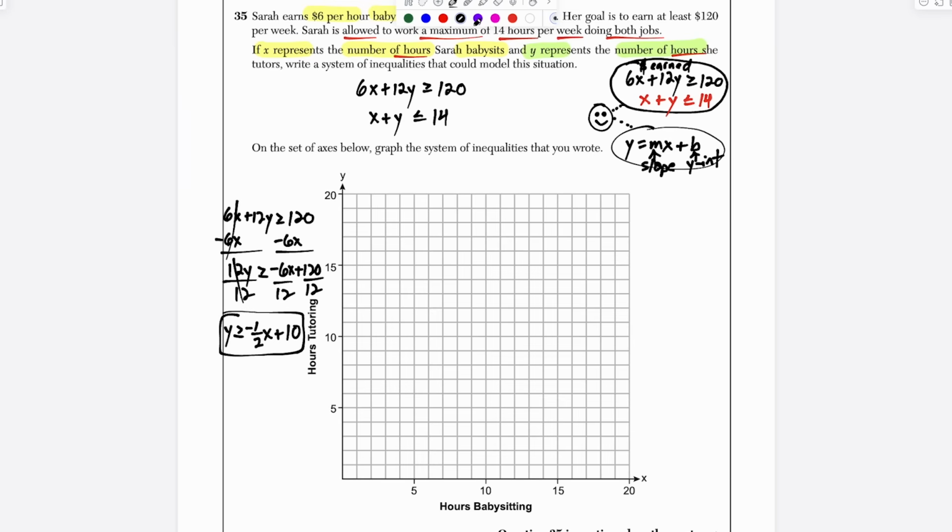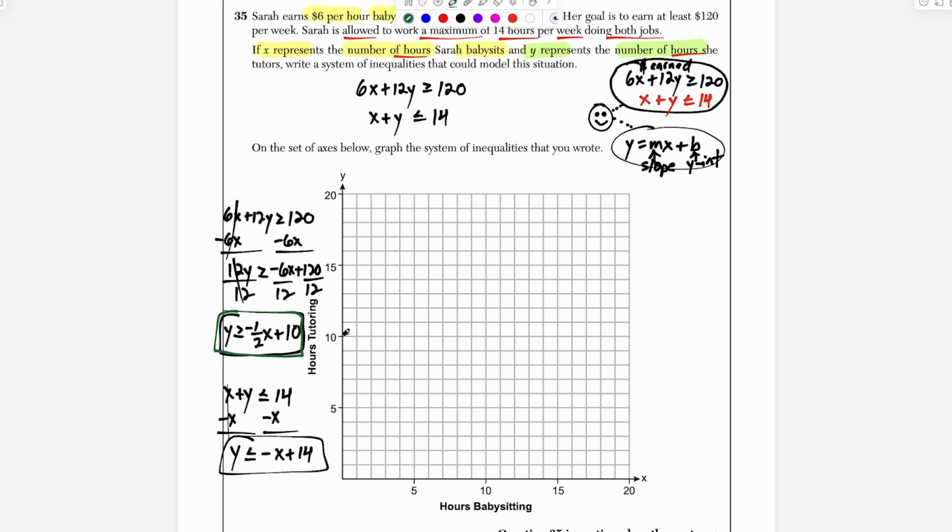And the second one is much easier to work with. We have x plus y is less than or equal to 14. So for this one, we could just do minus x on both sides. And then from here, we're going to have y is less than or equal to negative x plus 14. So now we could just go ahead and graph both of these. But let's start off here with the first one. So we have y is greater than or equal to negative 1/2 x plus 10.